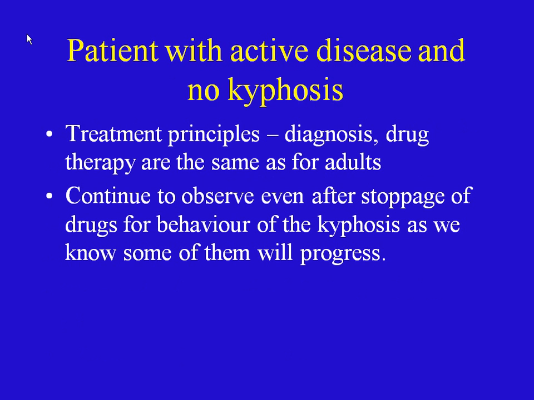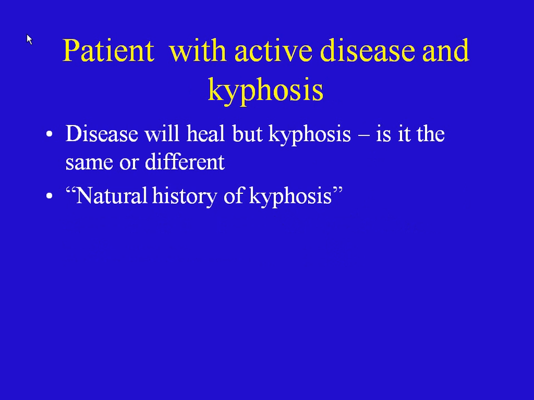Patient with active disease and no kyphosis, the treatment principle remains the same. Diagnosis and drug therapy are the same as for adults. Continue to observe these children till the end of the growth spurt, even after stoppage of drugs, for the behavior of kyphosis, as we know some of them will progress. Patient with active disease and kyphosis, well, the disease will heal, but is the kyphosis going to remain the same or different? Then we need to know the natural history of disease in these children.